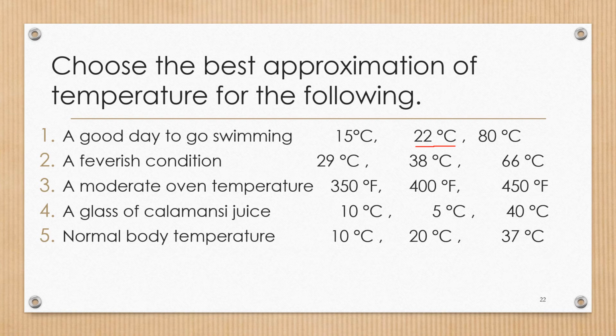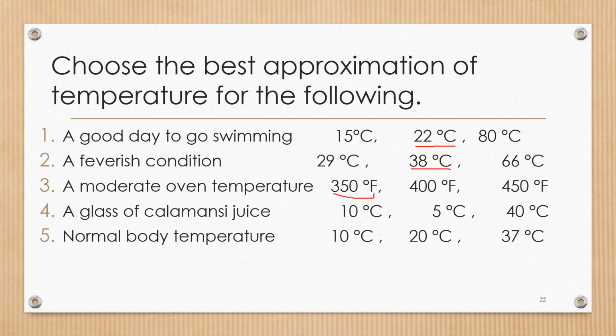Next, a feverish condition: 29 degrees Celsius, 38 degrees Celsius, or 66 degrees Celsius. Yes, 38. It's already feverish. So our normal body temperature is 37 degrees Celsius. So if you are already in 38, fever na yan. Number 3, a moderate oven temperature: 350 degrees Fahrenheit, 400 degrees Fahrenheit, or 450 degrees Fahrenheit. Of course, this one, no?